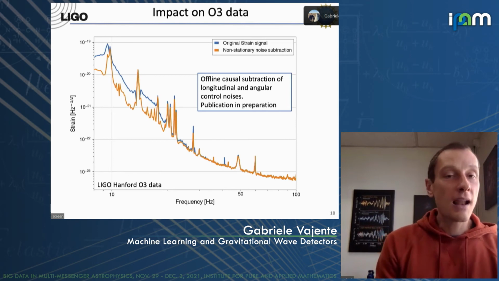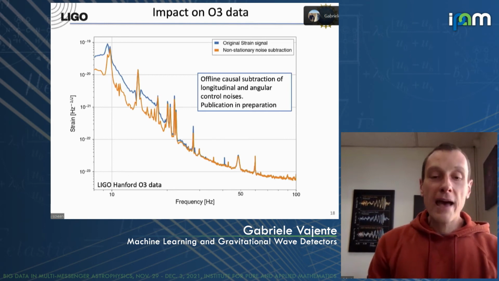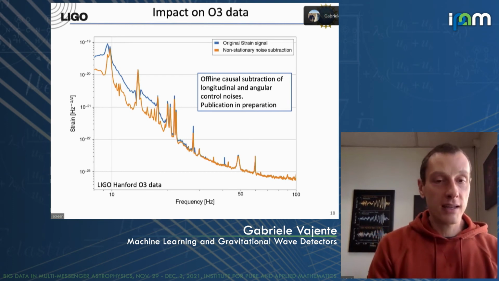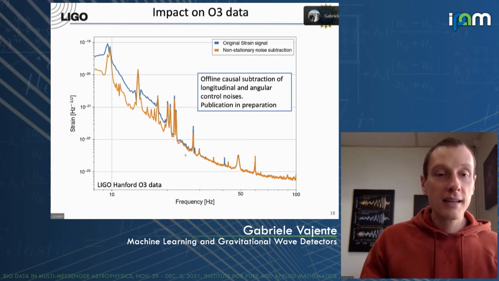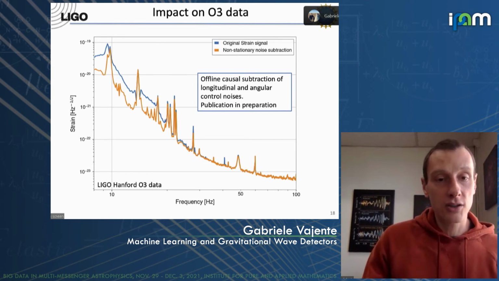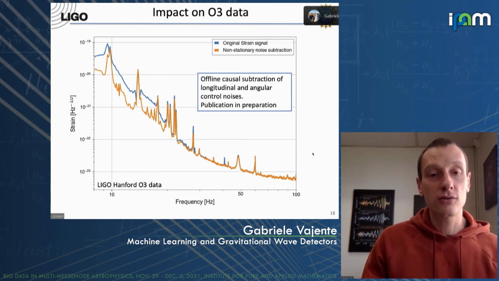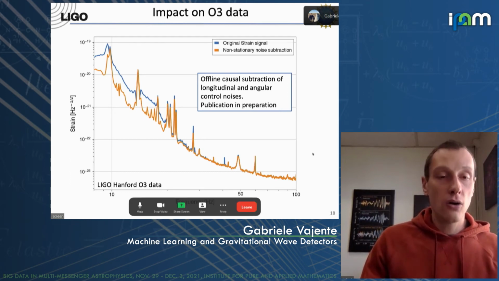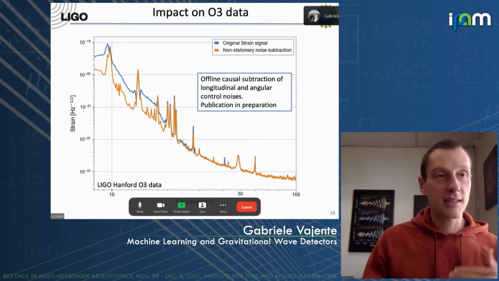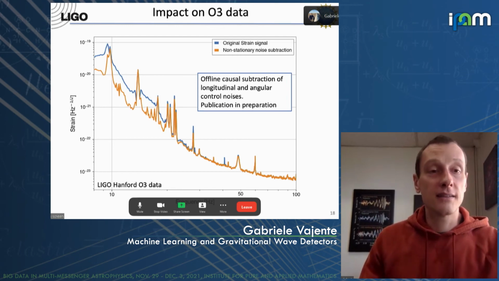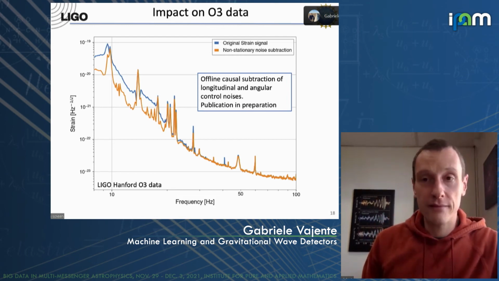This is also being applied to O3 data, and just to go back to that big gap at low frequency between where we could be and where we are, this kind of non-stationary noise subtraction can get you from this blue curve to this orange curve by subtracting longitudinal and angular control noise. So this is something we are producing for all of the last science data. It's not quite going all the way down to fundamental noises, but this is also an iterative approach. So you can subtract some noise and then see if you can get something more after that. So it's a very promising approach, I believe.